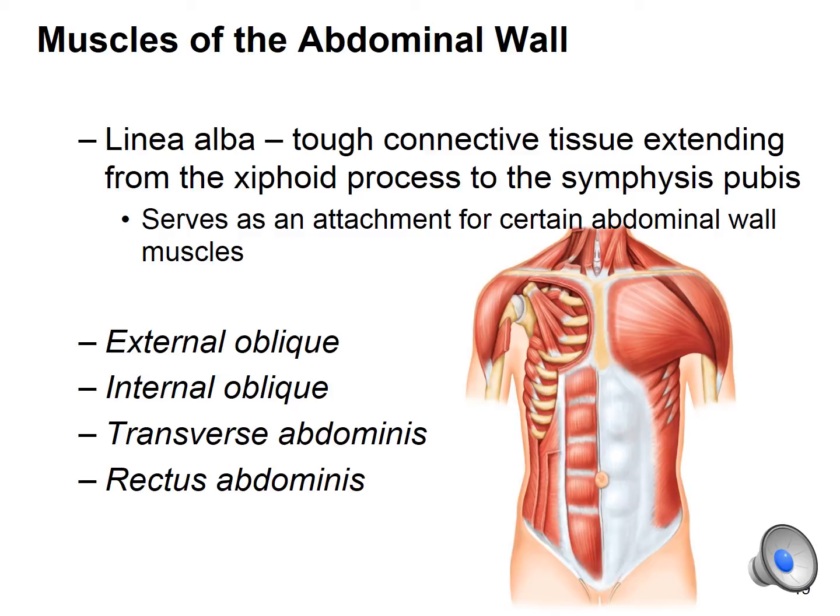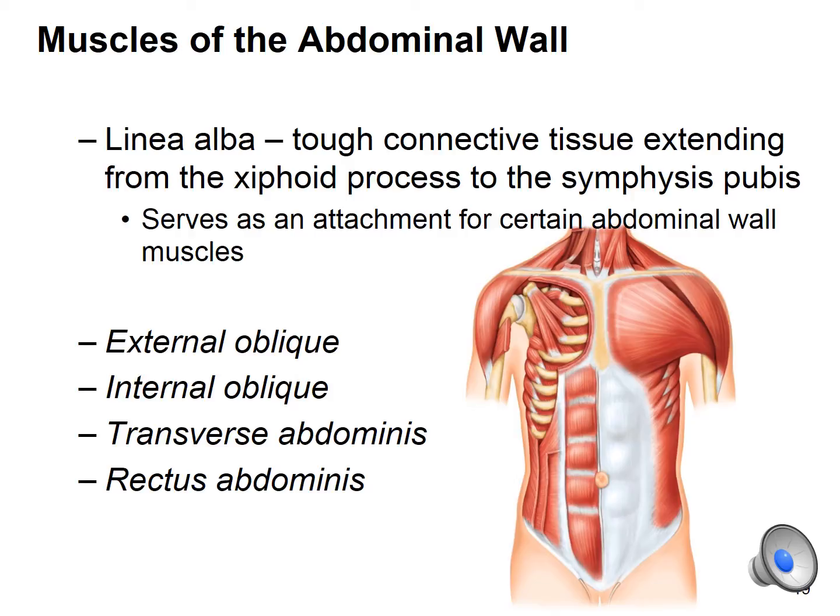So, muscles of the abdominal wall. The first term you need to know is the linea alba, which is this tough connective tissue extending from the xiphoid process to the symphysis pubis. It serves as an attachment for certain abdominal wall muscles.